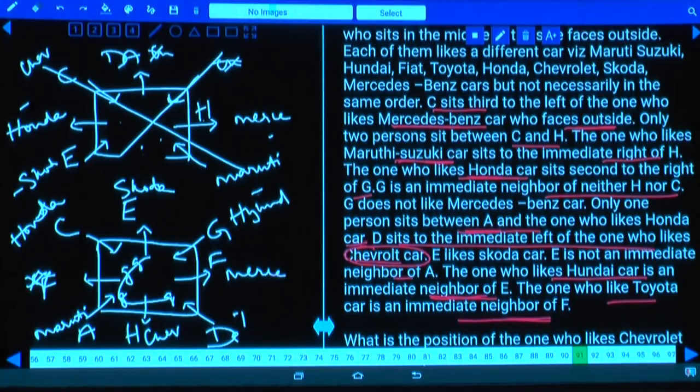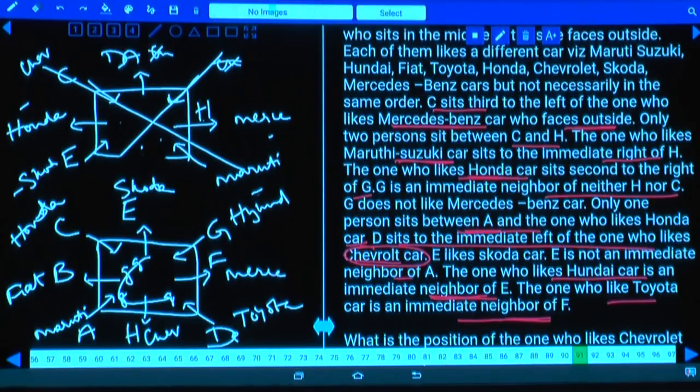Clear now? And this is the final arrangement. Then what is left over here? Then who is the person left over? Tell me, B. B is the person left over. And what is the car left over here? The car which is left over is Fiat. Hence B Fiat will be at this place. A, B, C, E, G, F, D, H. And the cars are Maruti, Fiat, Honda, Skoda, Hyundai, Mercedes, Toyota and Chevrolet.